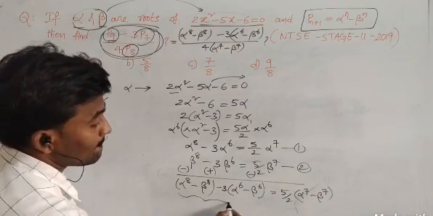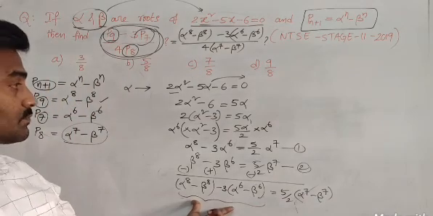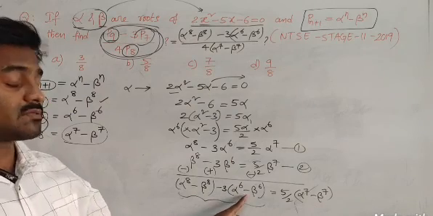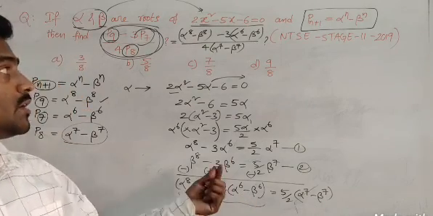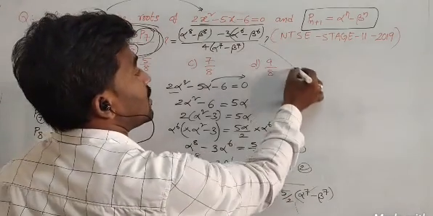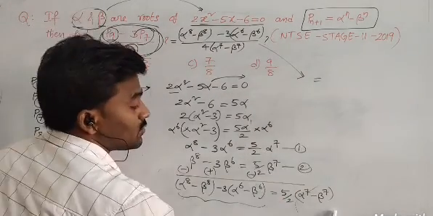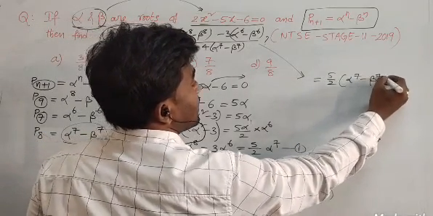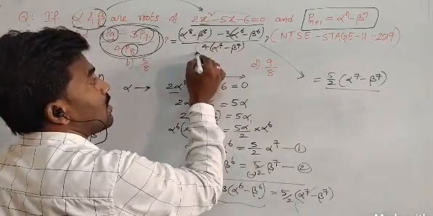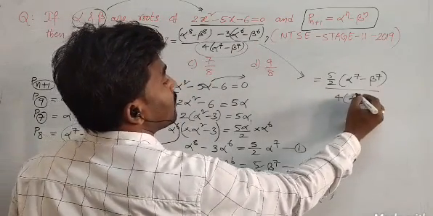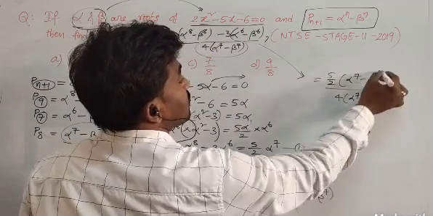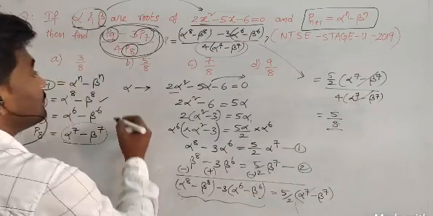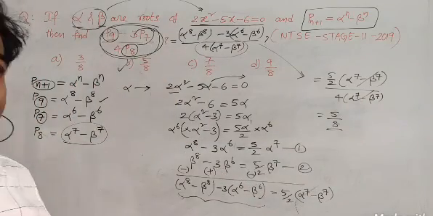This is the numerator, alpha power 8 minus beta power 8 minus 3 into alpha power 6 minus beta power 6. Let us replace the numerator with this value. So 5/2 into alpha power 7 minus beta power 7, divided by the denominator 4 into alpha power 7 minus beta power 7. Both will get cancelled here, so the answer will be 5/8. So option B is the correct one.